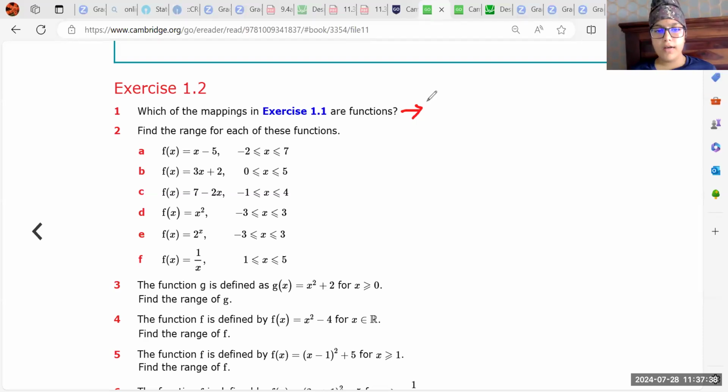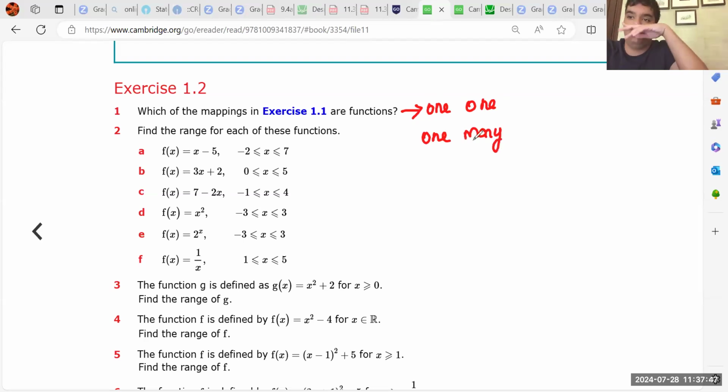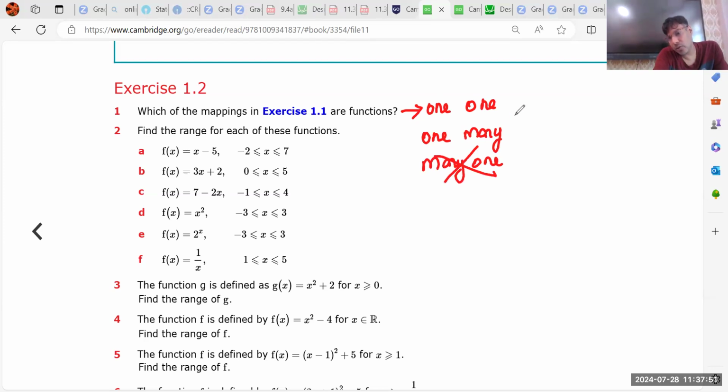Sir, 1 to 1 or 1 to many? 1 to 1, many to 1. One to many, many to one is not a function. So these two. तो जो भी ये दो हो, those are my functions. ठीक है? Now, guys, do the ABC part.